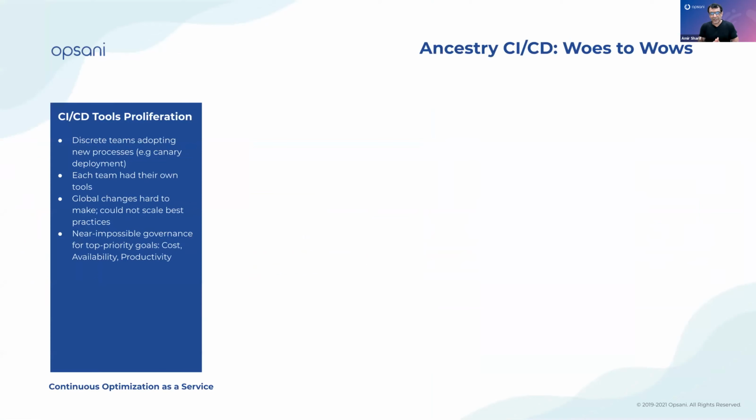And now let's talk about Ancestry and what Ancestry did with the CI/CD rollout. I call it the CI/CD woes to wows. They had some problems, but they made some really hard decisions in order to go from troubles, woes, to something fantastic, which is the wows.